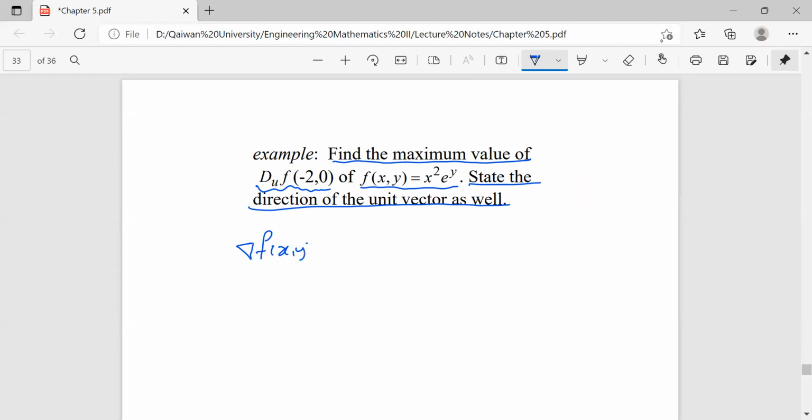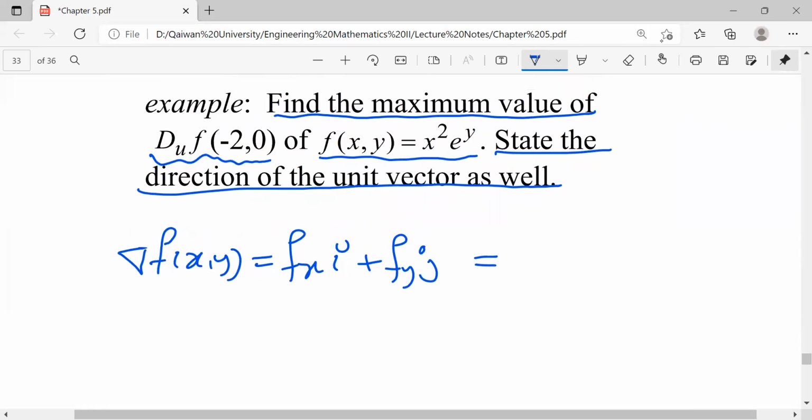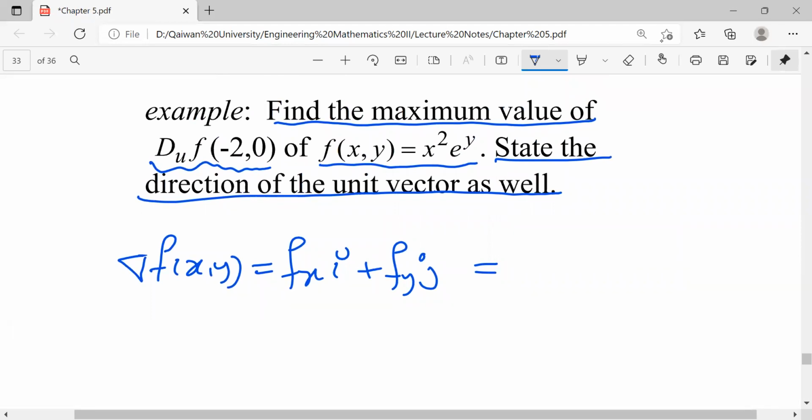Grad f at x, y equals f sub x times i plus f sub y times j. So the gradient vector for f is f sub x, the partial derivative of this function with respect to x, which is 2x e to the power y times i, plus the partial derivative of this function with respect to y, which is x squared e to the power y times j. This is the gradient vector for f.